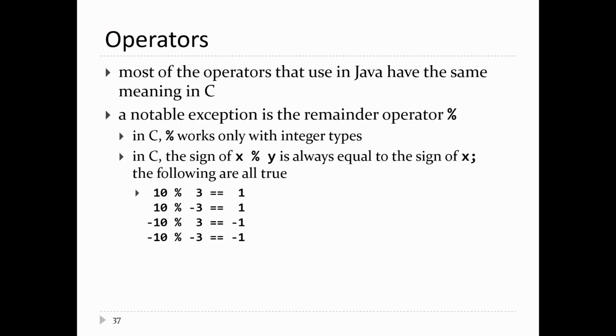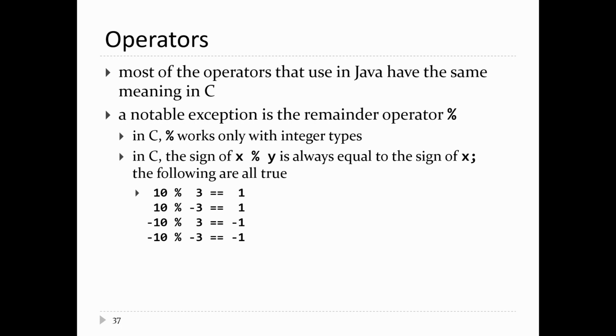Okay, so operators in C. Happily, you've taken Java, so you know most of the C operators already. They behave more or less the same. There are two notable exceptions. One of them is the remainder operator. In Java, the remainder operator works with the floating point types. It does not work with the floating point types in C. You can only take the remainder after division with integer types.